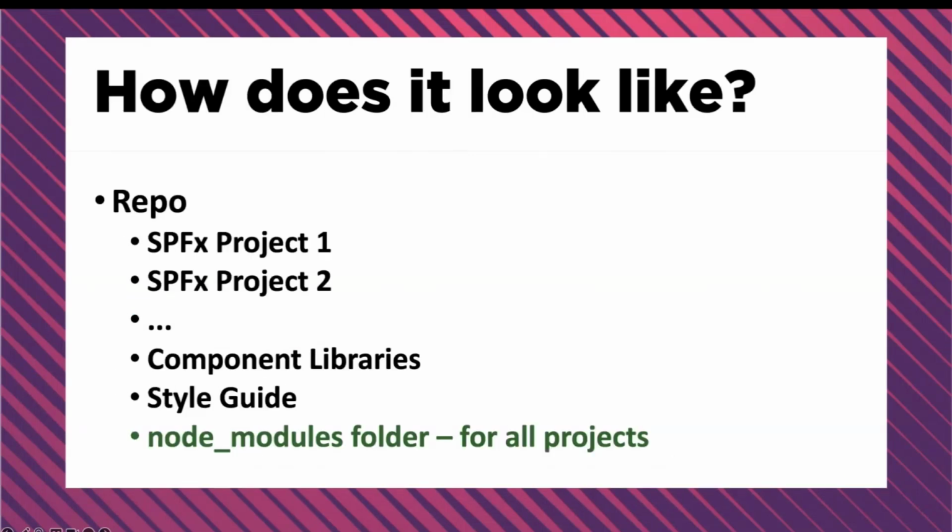In our case, it looks like this. So I have on top the repo at all. Then I have the SPFx project 1, SPFx project 2, and I can do this with endless SPFx projects. And then I can also put in two other things like component libraries that all these SPFx projects share, or style guides. And they all share just one common node modules folder.